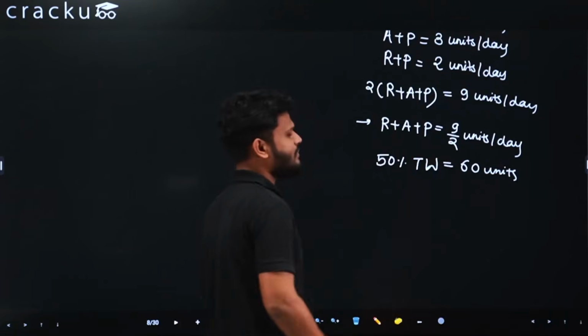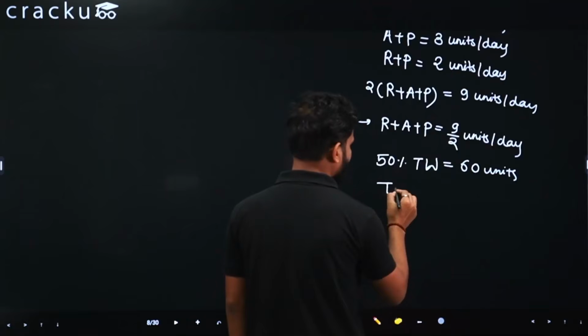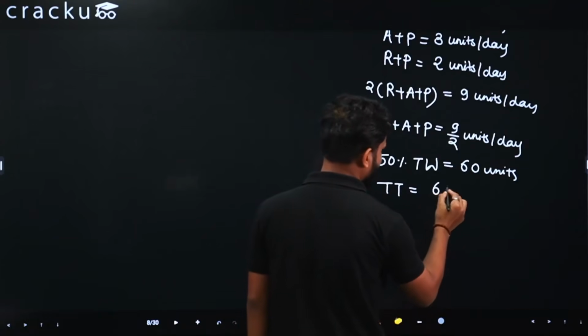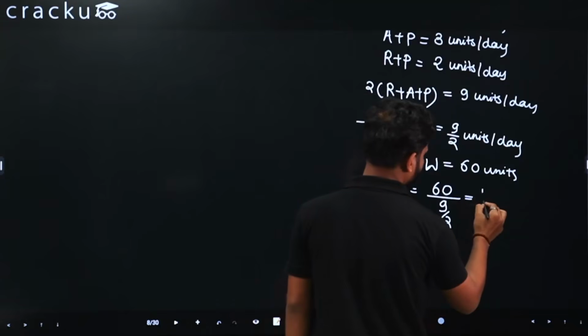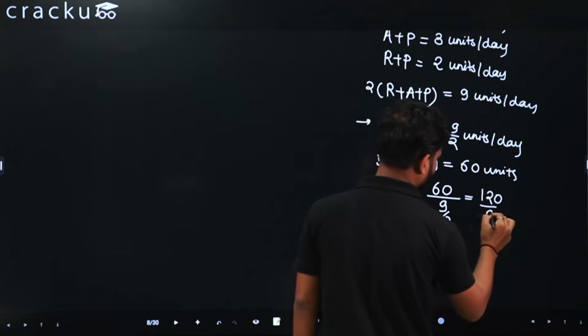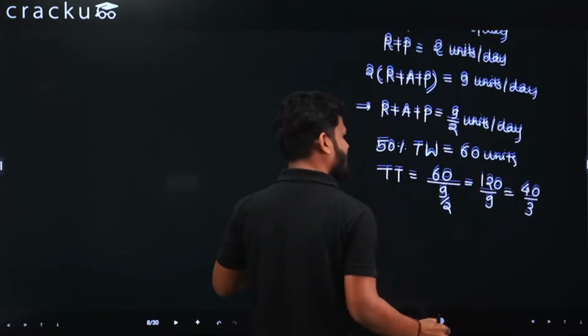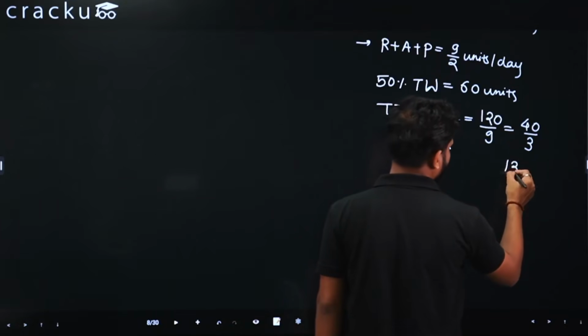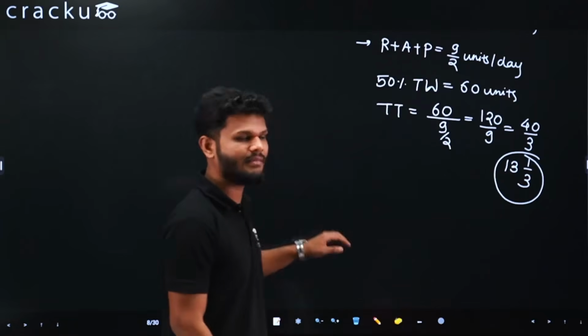So if these people complete 9 by 2 units a day, time taken will be 60, which is work, upon 9 by 2, which is efficiency. This is 120 by 9 or 40 by 3. And 40 by 3 is nothing but 13 1 by 3. So the answer to this question should be 13 1 by 3.